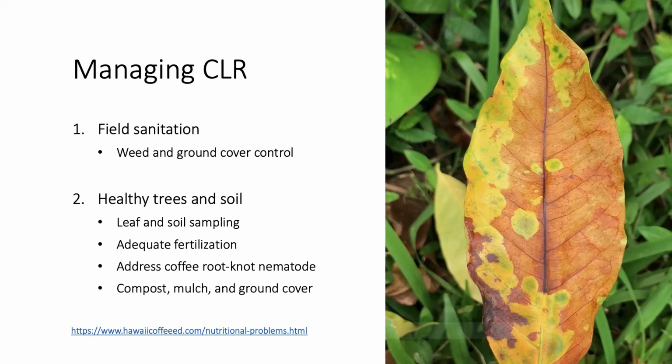Improving and maintaining tree and soil health is also very important. It's recommended that coffee leaf and soil samples are conducted at least annually to better understand tree nutrition and soil pH status. These results can help with fertilizer adjustments and to mitigate deficiencies and toxicities in the soil and plants. While coffee root knot nematode is an ever-present root pest for Big Island coffee farms, including foliar fertilizer applications and increasing soil microbe and organism diversity with composting, mulching, and the use of ground covers can help growers keep coffee trees as healthy as possible.